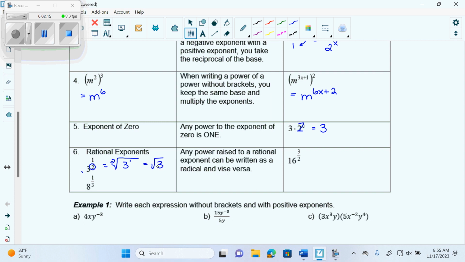More often than not, we go from the square root to the actual exponent, not the exponent to the square root, but we're practicing both ways. So this one, the 3 would drop underneath as the index, so it would become the cube root of 8 to the 1, which is actually 2.